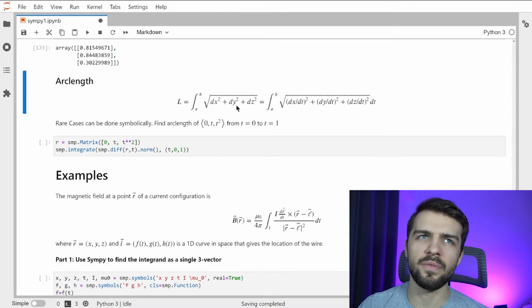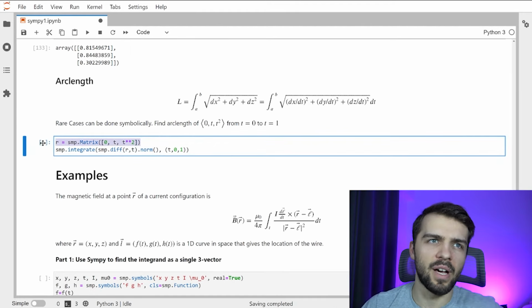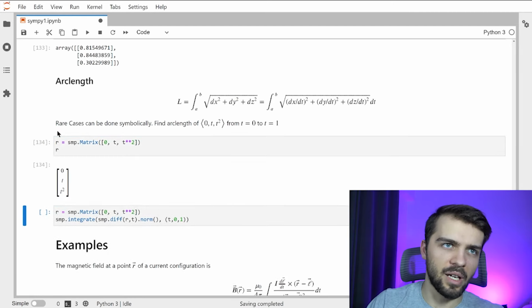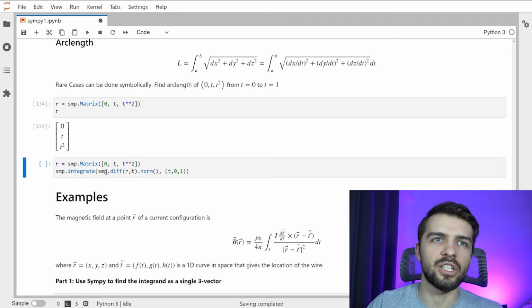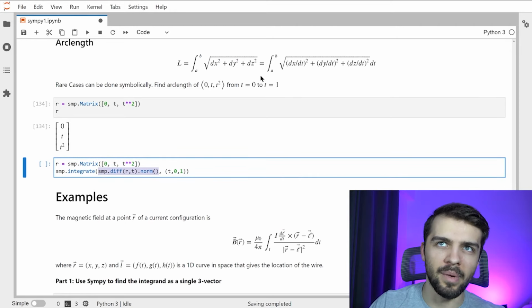There are other things in multivariable calculus as well, like arc length. So this is the expression for arc length. For example, maybe I want to find the arc length of a particular vector 0, t, t squared from t equals 0 to t equals 1. Well, I define my value r here. So here's exactly what I defined above, my path in space. Then I take the derivative of that with respect to t, and I take the norm. And that's exactly what this expression is here.